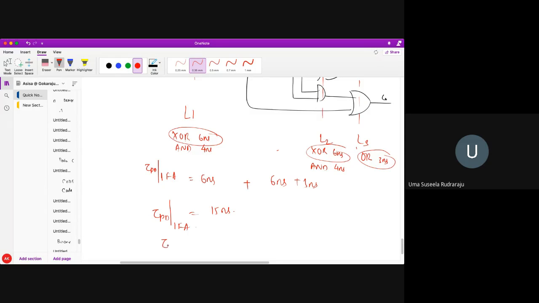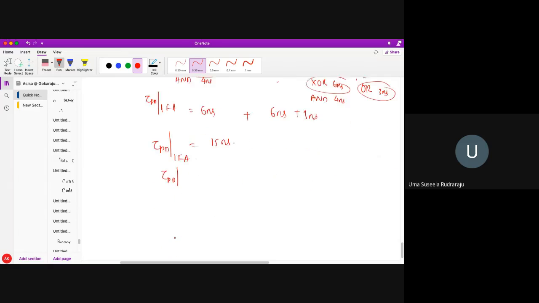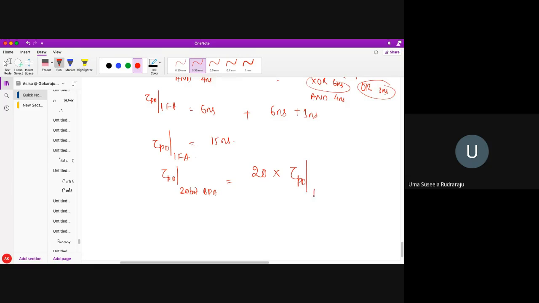But I need to find the propagation delay of a 20-bit BPA. In order to find that, I just require 20 times the propagation delay of one full adder. Am I correct, students? So that is 20 times 15 nanoseconds. How much have we got here? 300 nanoseconds. So the propagation delay of the 20-bit BPA is 300 nanoseconds.